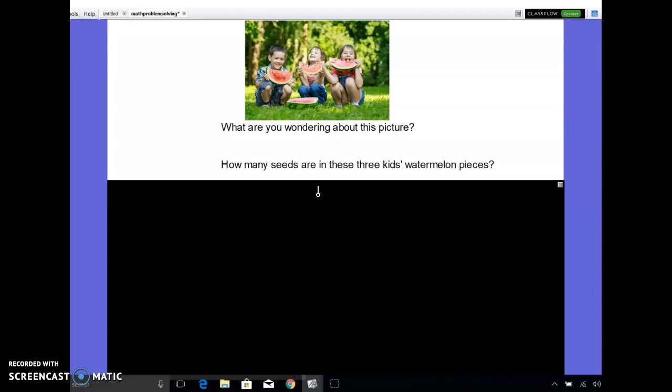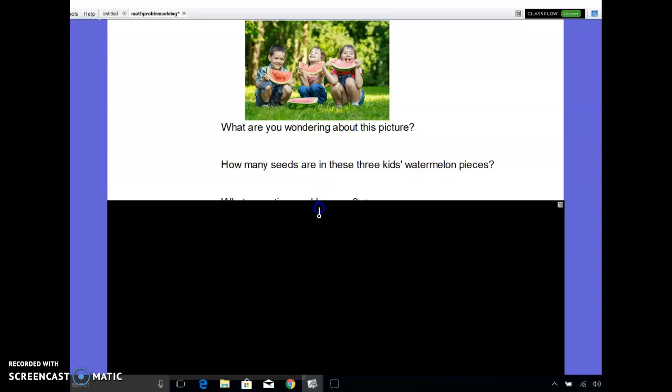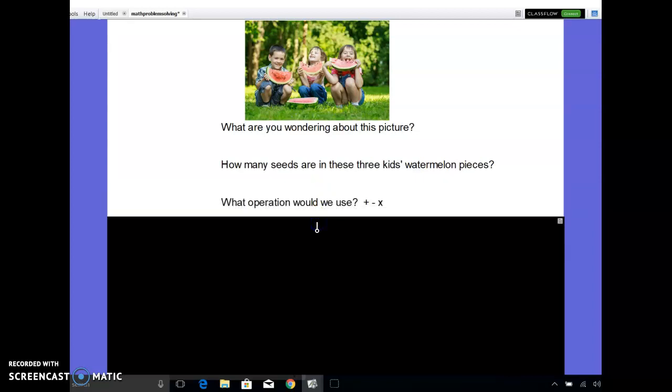Okay, so when we look at the picture, which sometimes I don't use specifically as it looks, we've got 3 kids. They each have a piece of watermelon, and we want to know how many seeds are in the 3 kids' pieces of watermelon. So if you think about that, what operation might we use? Would we multiply? Would we add? Would we subtract? Or would we divide?